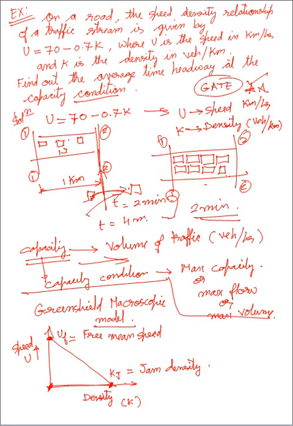Let me write on another page. Here u is your mean speed. Remember it, u is your mean speed at density k. And obviously k is your density of stream.